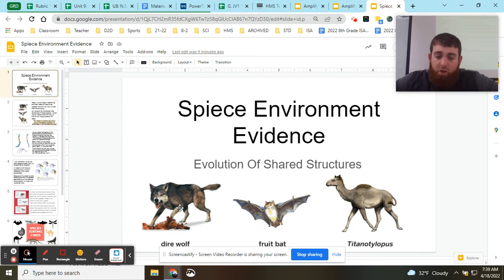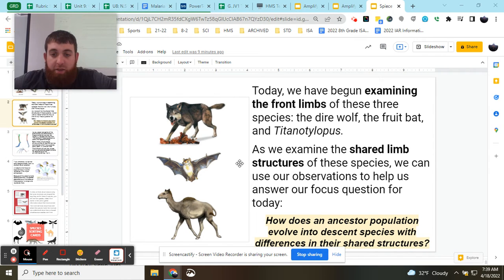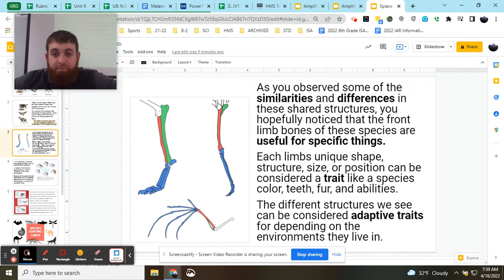So, our three species here are going to help us figure out this idea of evolution of their shared structures. And up to now, we've begun examining their front limbs, and we've been looking at their legs, their wings, and obviously the legs of that species. As we've examined these shared structures, we were going to use their observations to help us understand how does an ancestor population evolve into the descent species. So if these are a descent species, how do they have a shared common ancestor?